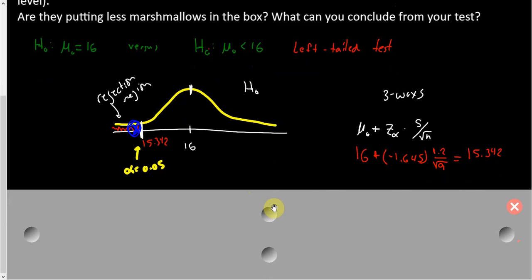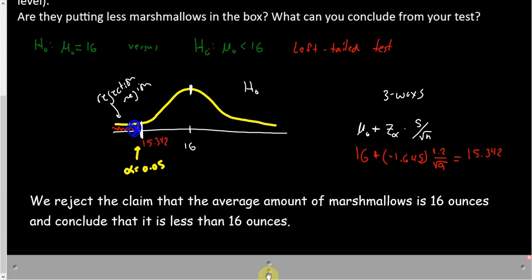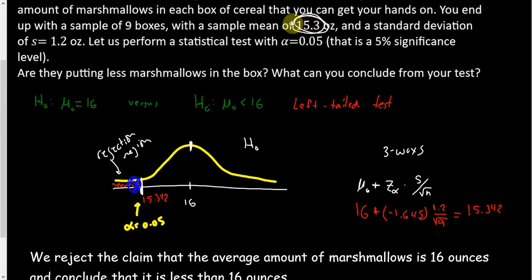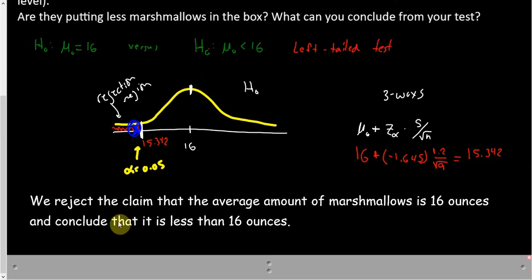And so we want to write a statement that's carefully constructed, and I have that typed up for us. So that's what we start with, is we state whether we reject or whether we fail to reject. Because we're on the rejection region side of our critical value here, we can say we reject the claim that the average amount of marshmallows is 16 ounces. We conclude that it's less. Now, I can't conclude that it's 15.3 because that's just one small sample. But I do have enough evidence to say, hey, it's less. It's not 16. We're rejecting that it's 16, so we conclude it's less than.